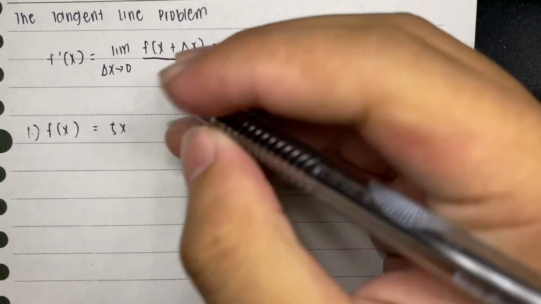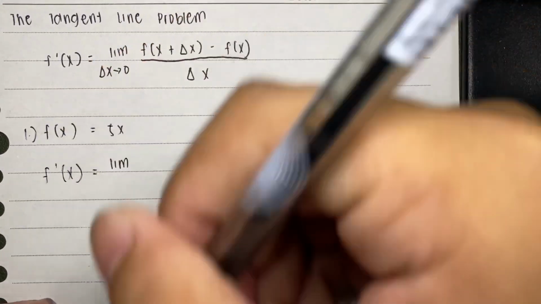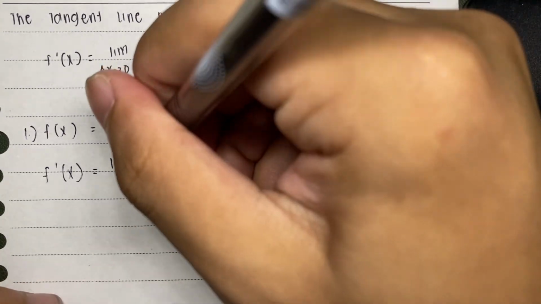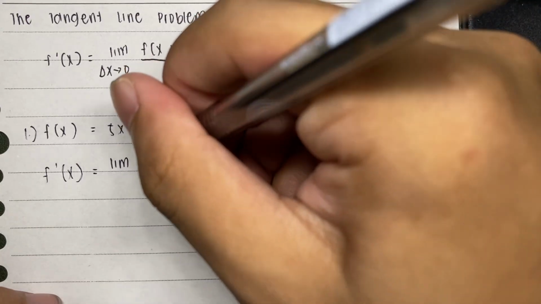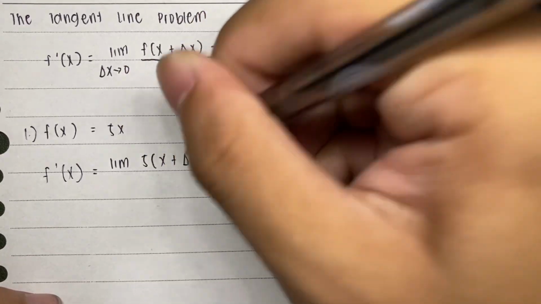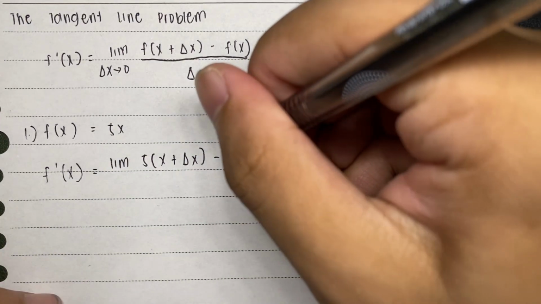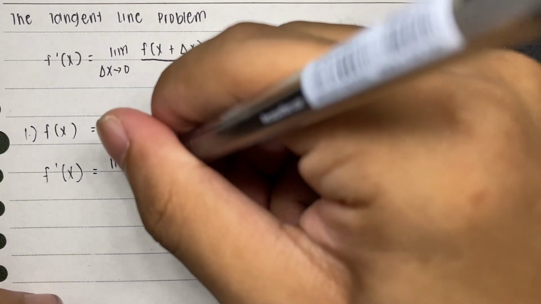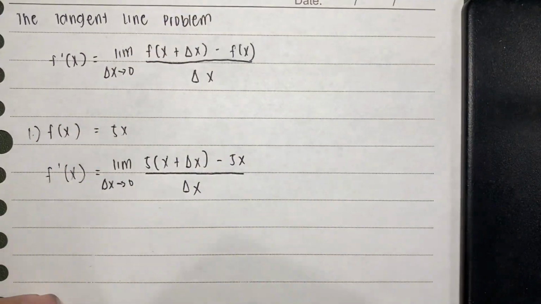So f prime of x, copy the formula, is equal to the limit of 5 multiplied by, copy this, x plus delta x minus f of x is just this, so copy 5x, all over delta x as delta x approaches 0.